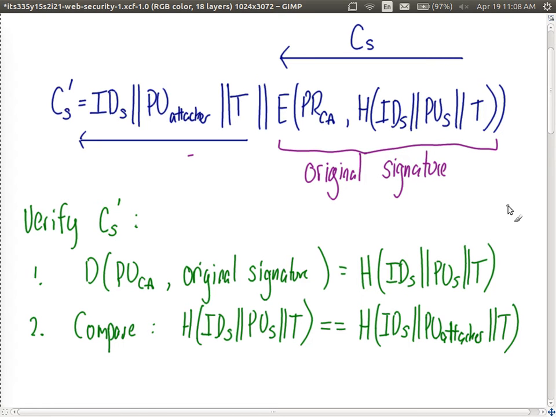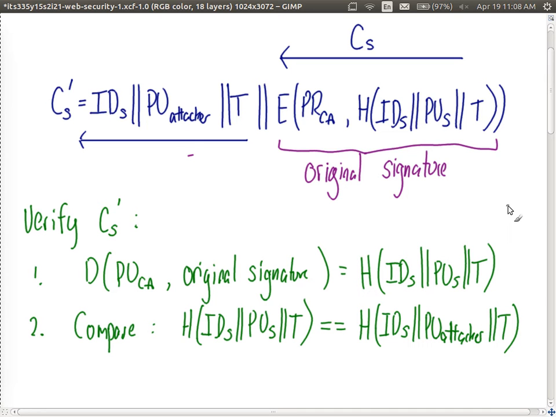Do the hash values match? No, why not? Why do they match? Does the hash of IDS, PUS, T match the hash of IDS, PU attacker and T? Remember the properties of hash functions? If you hash 2 different inputs, you'll get 2 different outputs. So the inputs are different.